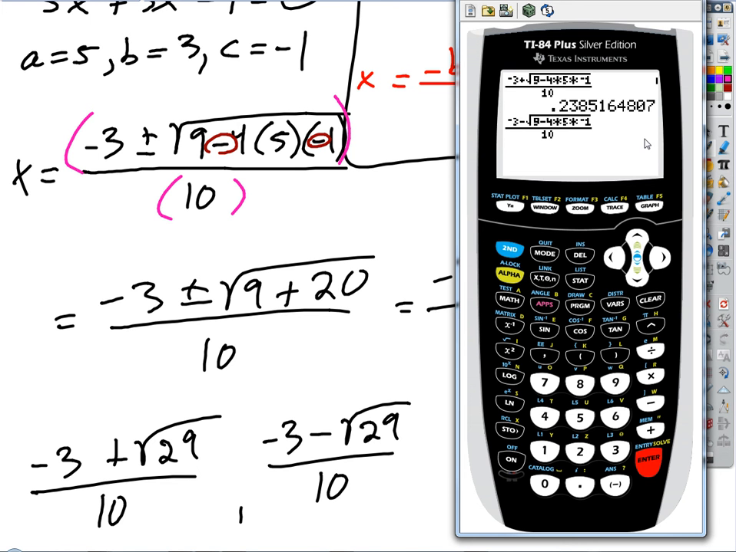Okay, what about this case? What if I had something like this? What if I had negative 2x squared plus x minus 7 equals 2x? What would my first step be? Move the 2x over to the left side. Okay, move the 2x over to the left side, for example. I could just subtract 2x from everything, right?